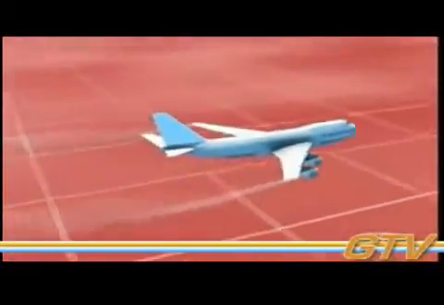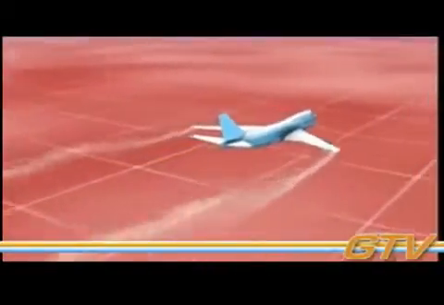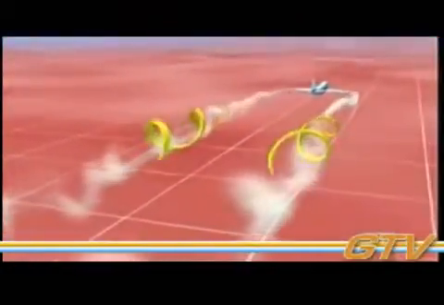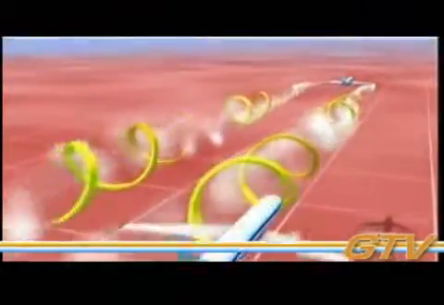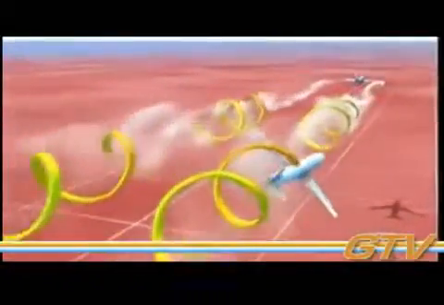Wake turbulence is rough air that forms from the wingtips of airplanes. Studies show that wake turbulence resembles a horizontal tornado. When encountered by another aircraft, the vortex causes the wings of that aircraft to dip down or bank.